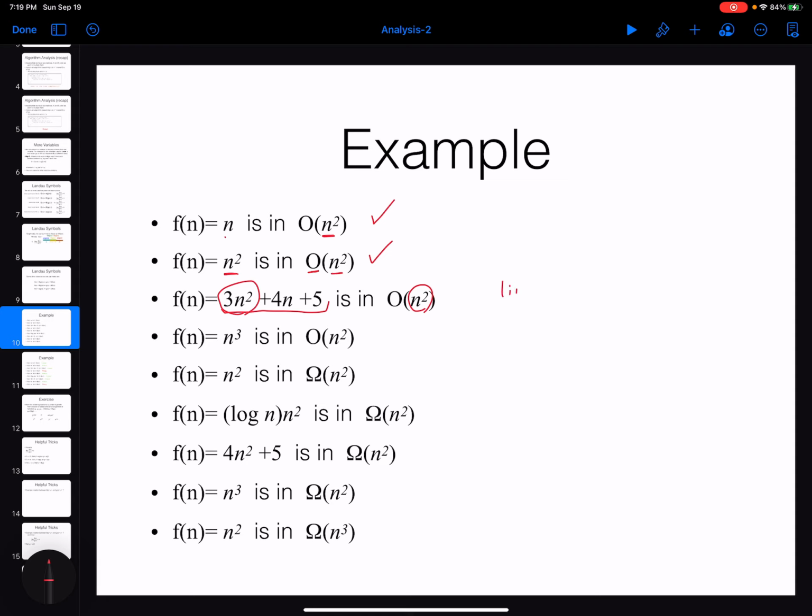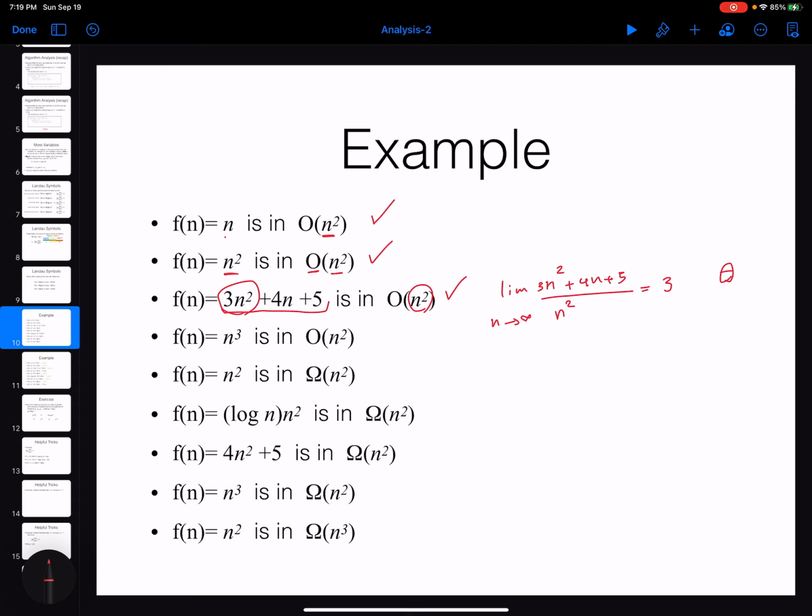If I wanted to write it more accurately for you, you can write it in this way: 3n power 2 plus 4n plus 5 divided by n power 2. If you calculate this limit, you can see that the result is going to be 3. This is going to be some constant, so of course big O is going to be a correct notation. Theta is also correct here, just don't be confused about this.